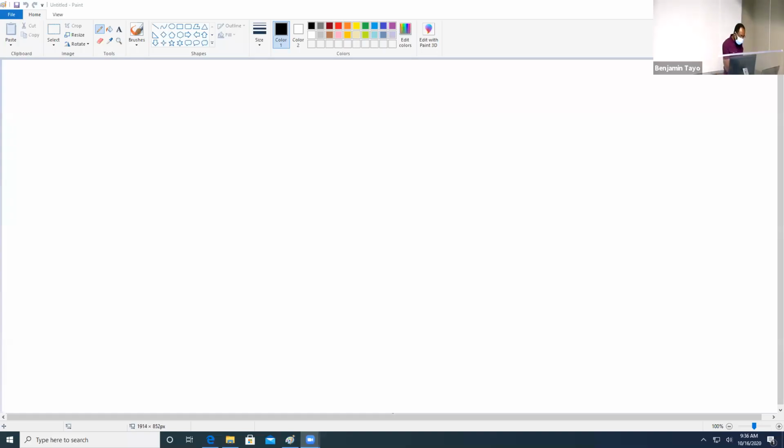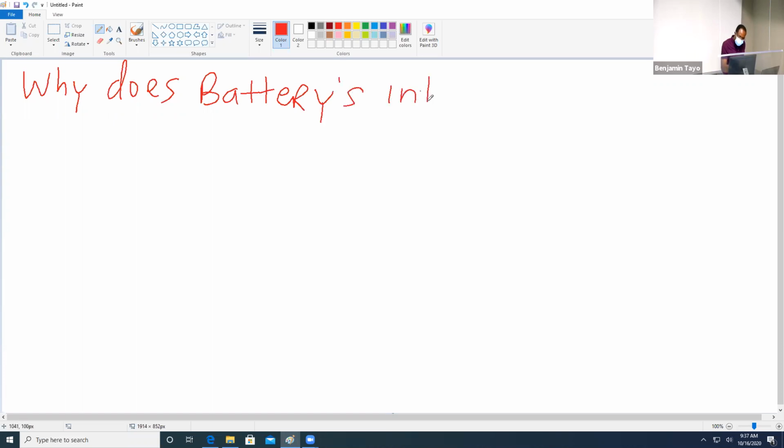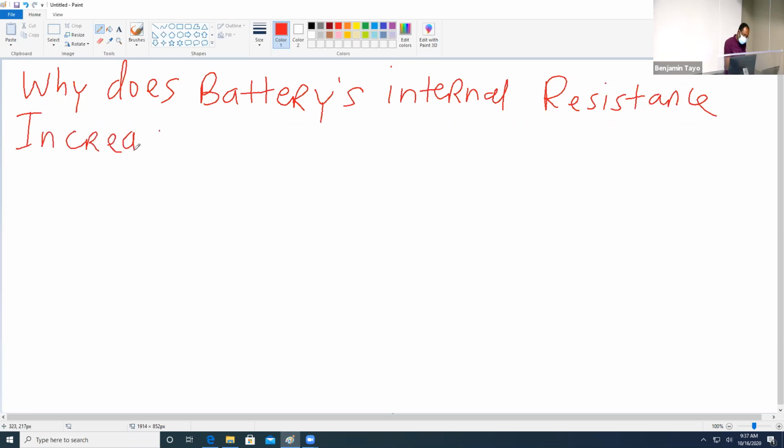All right, so the question that I want to discuss here is, why does the battery's internal resistance increase? That's a very, very good question.